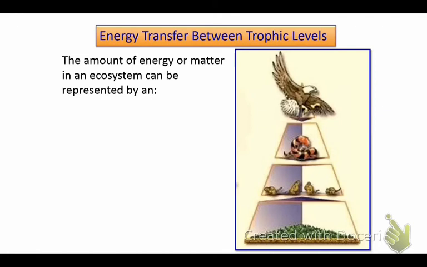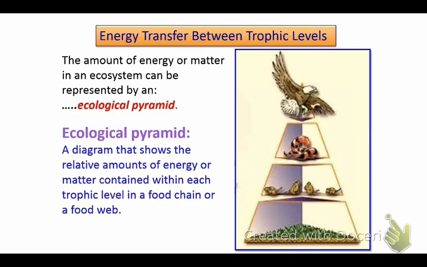The amount of energy or matter in an ecosystem can be represented by an ecological pyramid. This is the last bit of stuff I really wanted to get through because you'll need it for your packet, okay, for next week. The ecological pyramid is a diagram that shows the relative amounts of energy or matter contained within each trophic level in a food chain or web. This is really what I want you to know. Ecological pyramid, it shows the relative amounts of energy or matter contained within each trophic level.